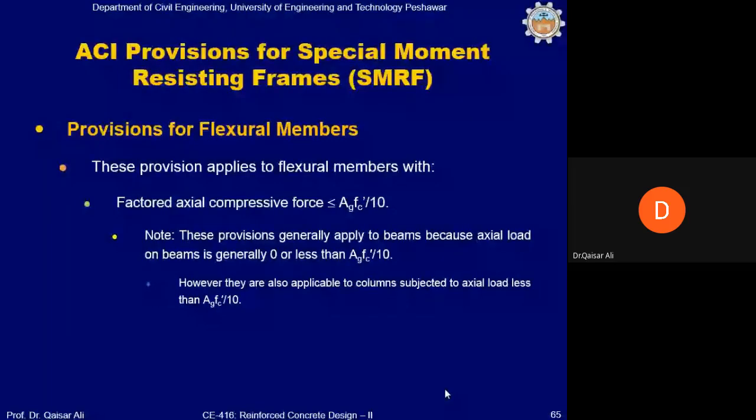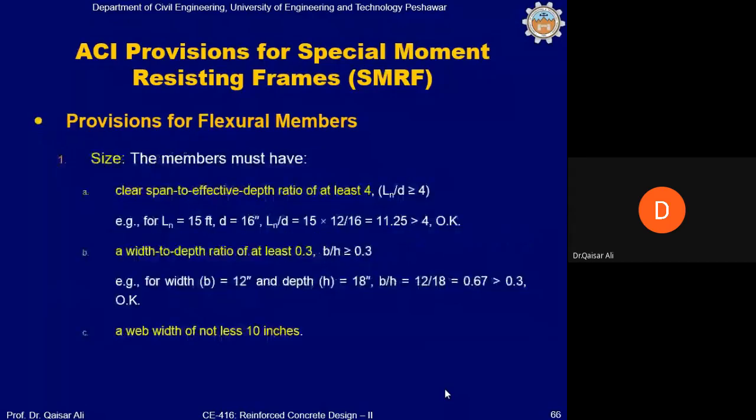The ACI code says that whenever a member of a frame structure, which is SMRF specifically, now we are talking about special moment resisting frame, if a member is part of SMRF, and if this member is subjected to an axial load less than Ag fc' divided by 10, then this member shall meet the provisions in the coming slides.